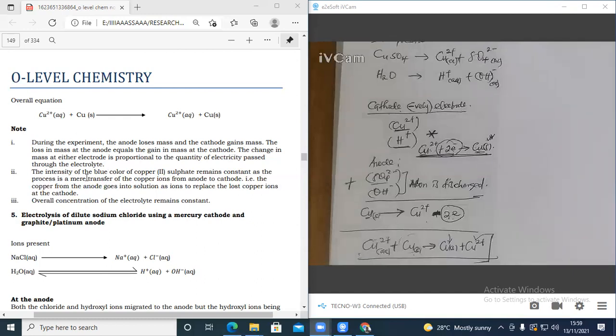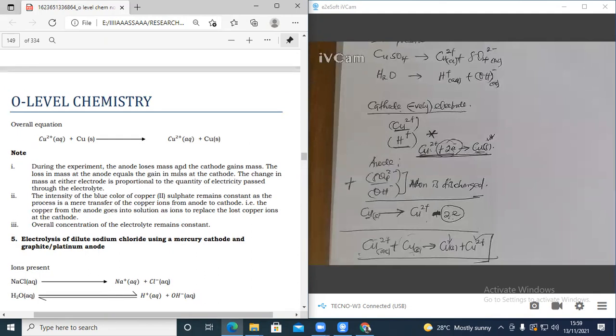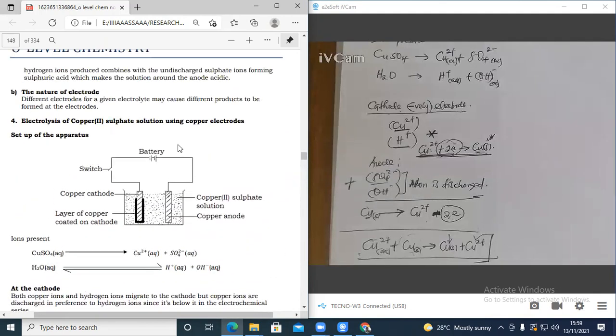The intensity of the blue color of copper sulfate remains constant as the process is a mere transfer of copper two ions from the anode to the cathode, i.e. the copper from the anode goes into solution as the ions replace the lost copper two ions at the cathode. So overall concentration of the electrolyte remains constant. That is what we have there. So at this stage, that is what happens here.